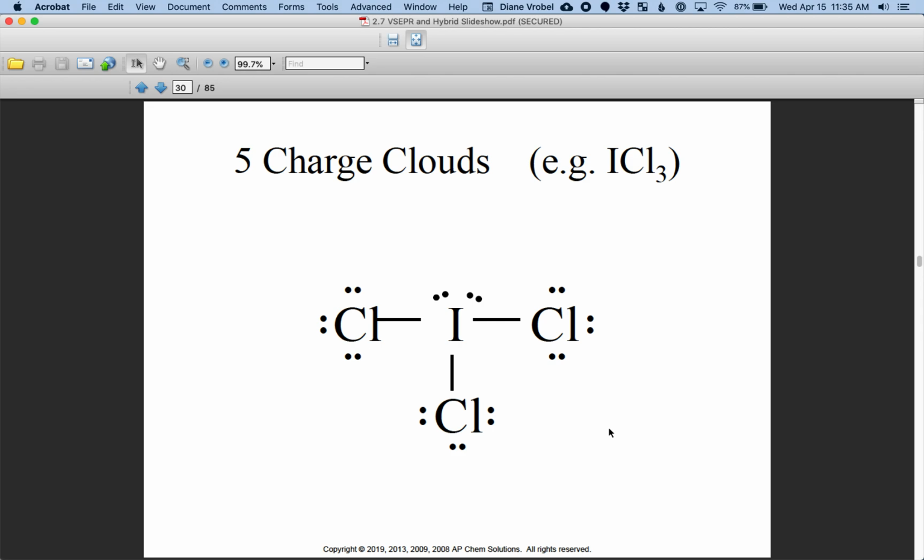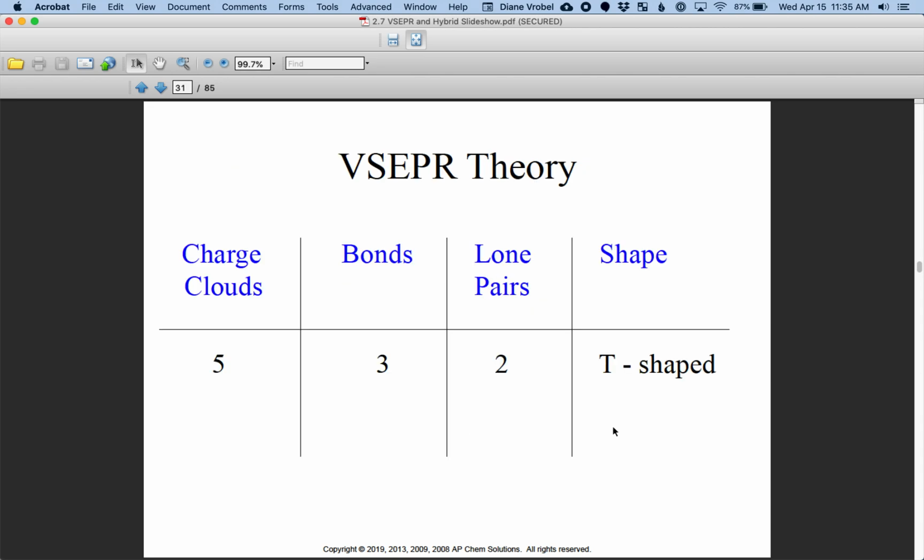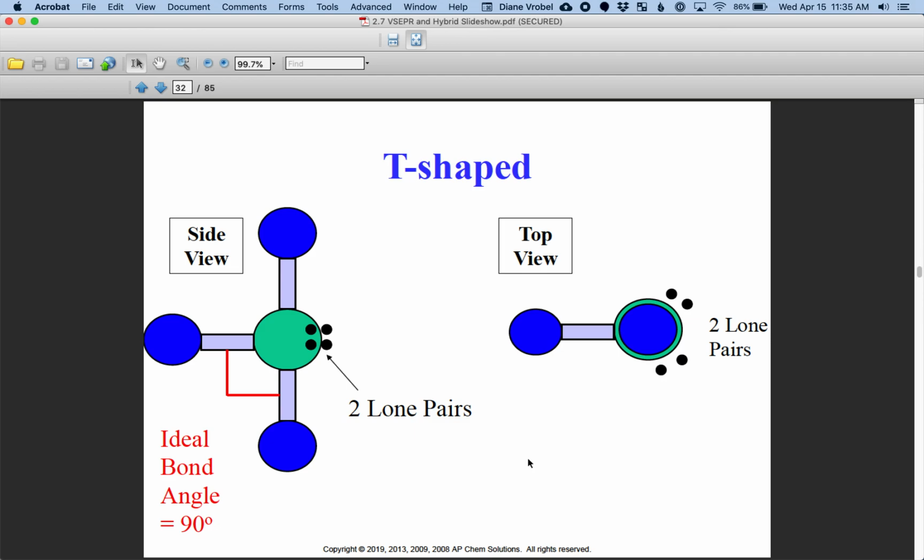So as a result, you might notice that there's a pattern here. We're going to have a different name, and this name is T-shaped. Notice that it's the presence of 2 lone pairs that causes this to have a different name. And notice that it has 90 degrees as its bond angle. Now, you could argue this is 180 degrees based on the arrangement of the 2 atoms, but I'm assuming with AP they are just concerned with the central atom and its 2 charge clouds that cause it to have a certain bond angle.